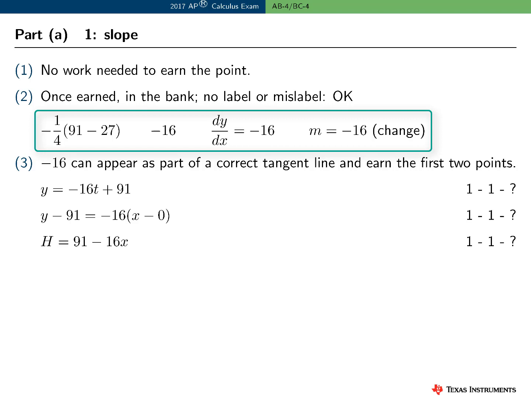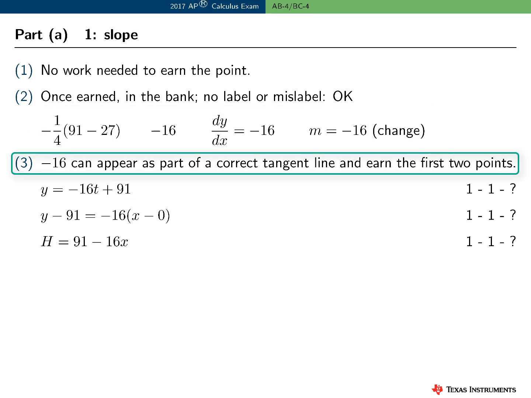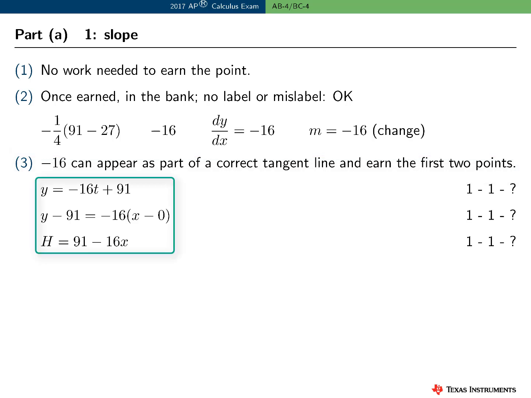Note that in previous years, m equal to minus 16 would not earn the point because we were looking for evidence that the slope was obtained using the given differential equation. The slope, minus 16, can also appear as part of a correct tangent line equation. Each of these examples would earn the first 2 points, one for the correct slope, and one for the correct equation of the tangent line. Note that even though there are some unusual combinations of variables here, in each case the student has conveyed the slope and a correct equation of the tangent line.